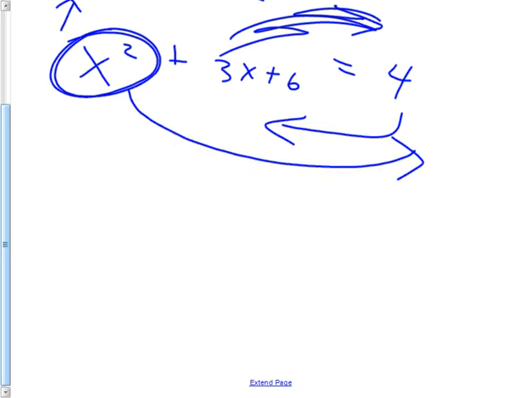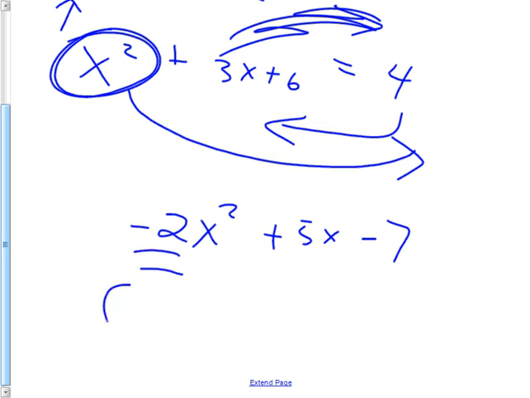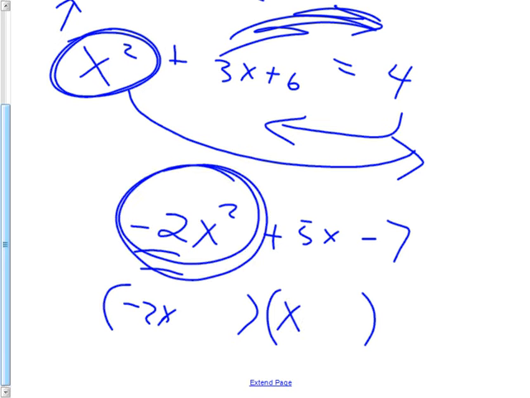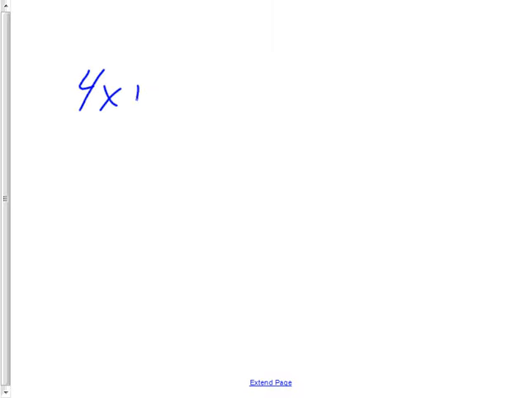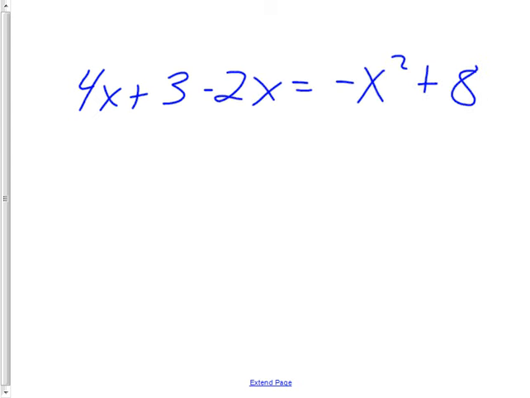And that's not good. Whenever you're factoring something like this, it's way harder when the lead term is negative. Because what are you going to do with factoring? You're going to try to make it -2x and x. It gets really confusing. So you don't want that lead term to be negative. So if I had one that was down to, let's say, 4x plus 3 minus 2x equals -x squared plus 8, which side should I put everything on? The left or the right?